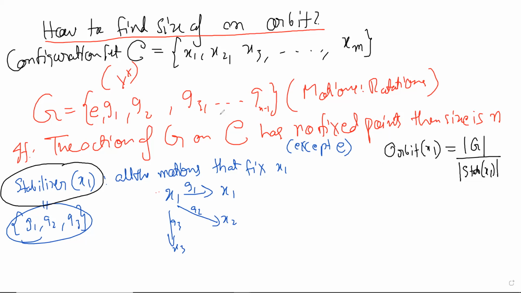See, look at your group. The action of G on C has no fixed points, then the size is n. Yes, this expression is absolutely valid. That's what we proved, right? So this was what we saw in the beginning. So if there is no other fixed point than E, then the stabilizer would become size 1, right?